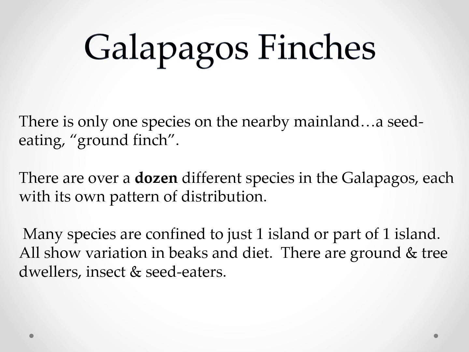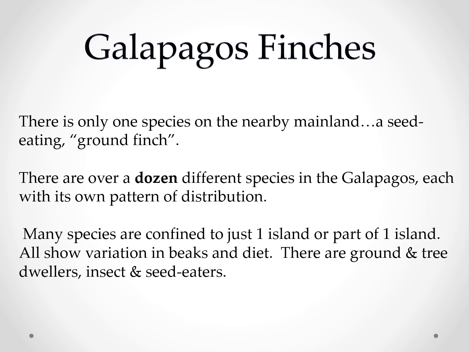There was only one species of ground finch on the nearby mainland, but there were over a dozen different species in the Galapagos Islands, each with its own pattern of distribution. Many of the species on the Galapagos are confined to just one island or one part of one island, and all show variation in beaks and diet. There are ground as well as tree-dwelling, insect as well as seed eaters.